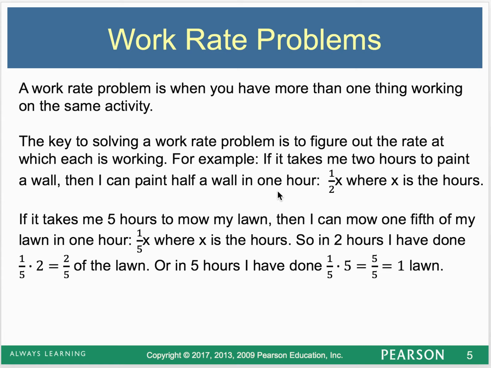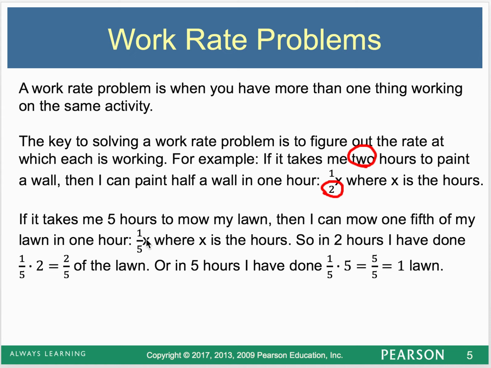Half of the wall, right? So here the 2 in the denominator comes from how long it takes me to paint the wall. If it takes me 5 hours to mow my lawn, then I can mow 1/5 of my lawn every hour, right? And we just multiply it by x, where that's the number of hours.